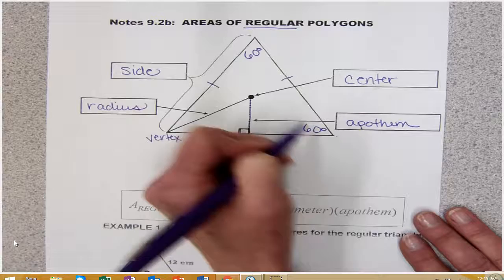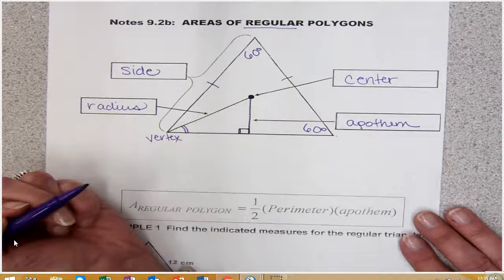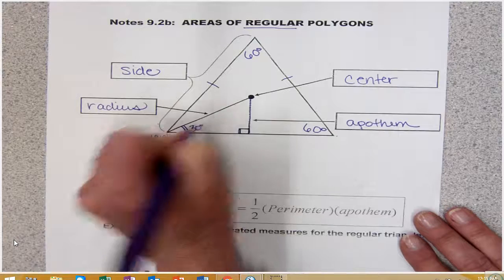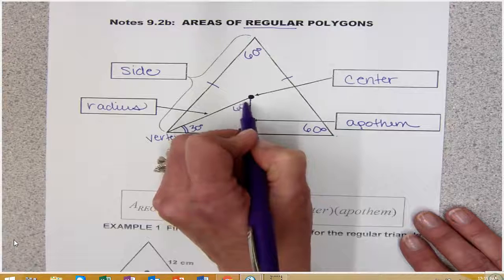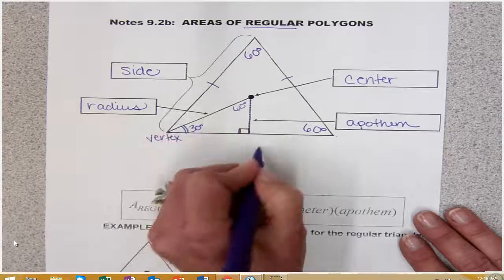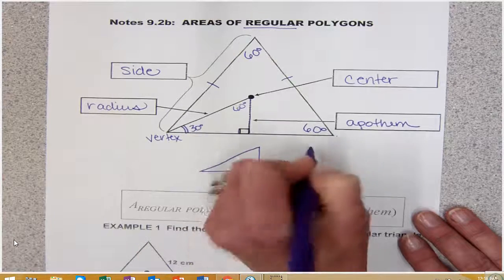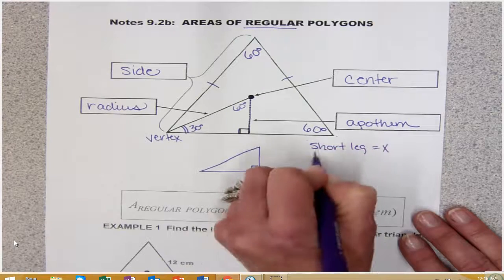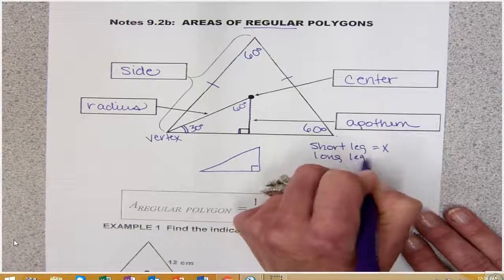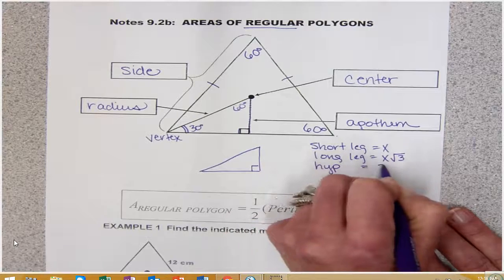Okay, now if we know this is 60, this is 60, this is 60, what is this angle going to be? You guessed it, 30. So if we have a 90, 30, this would be then 60. So when I have a 30, 60, 90 triangle, my short leg is X, my long leg is X square root of 3, and my hypotenuse is 2X.